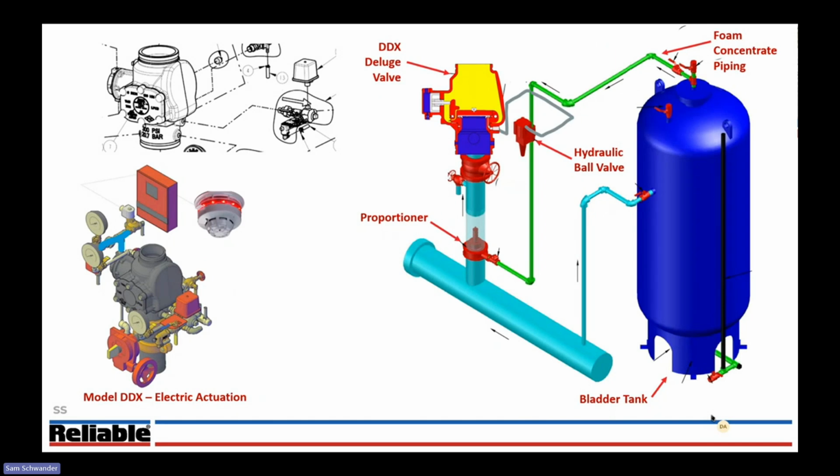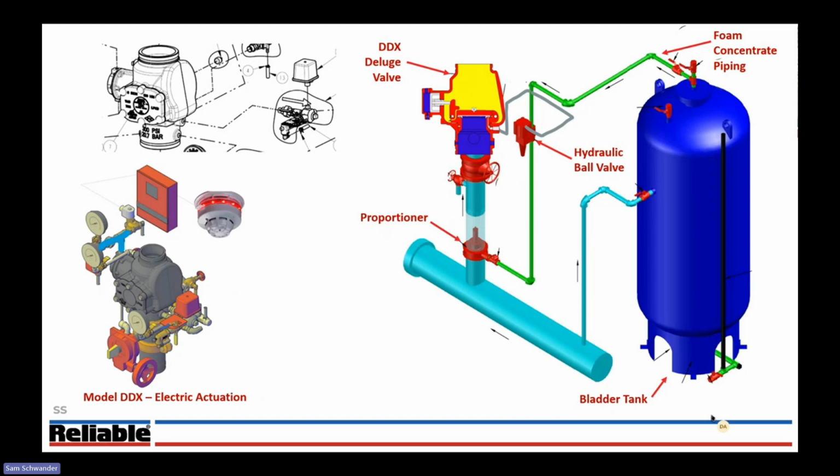Now we're going to take another step back and look at the DDX valve incorporated with a bladder tank system, as you can see in the cutaway on the diagram on the right. At the bottom left is an isometric of a model DDX deluge valve. In this example, we're looking at electric actuation of the deluge system, with some kind of electric detection and releasing control panel. So the actuation device downstream of the push rod chamber is a normally closed solenoid valve.